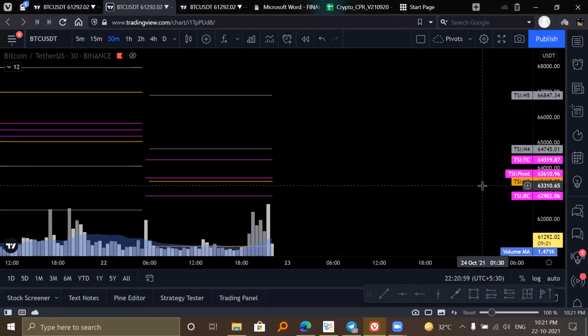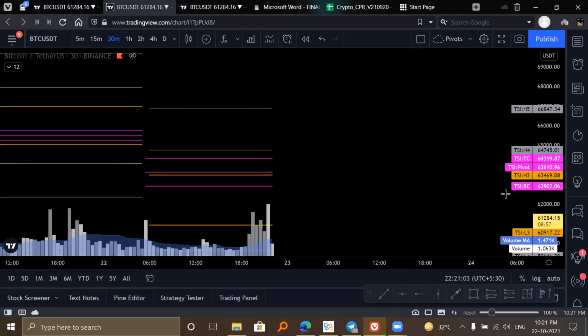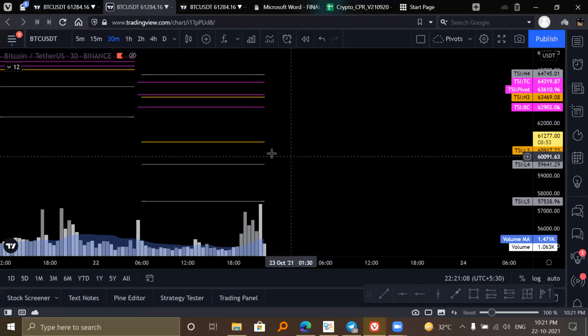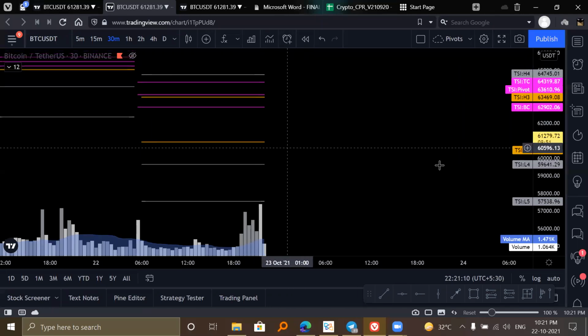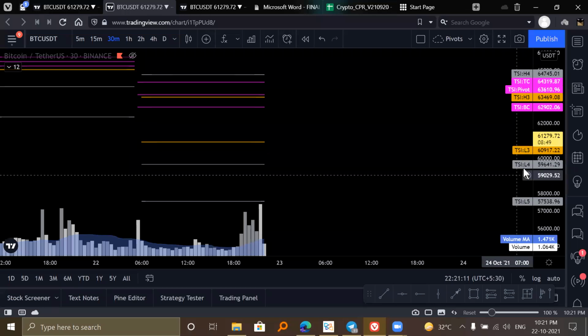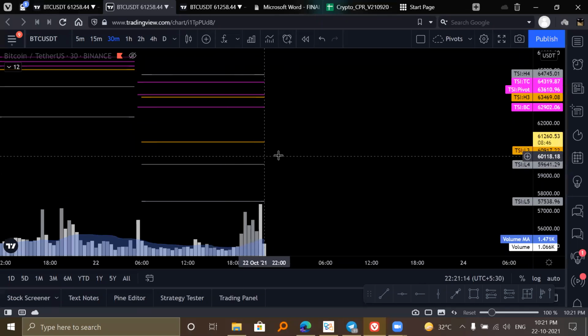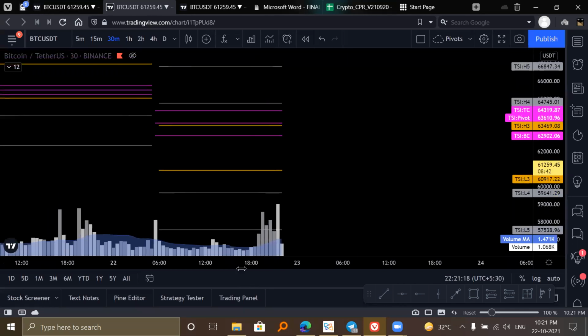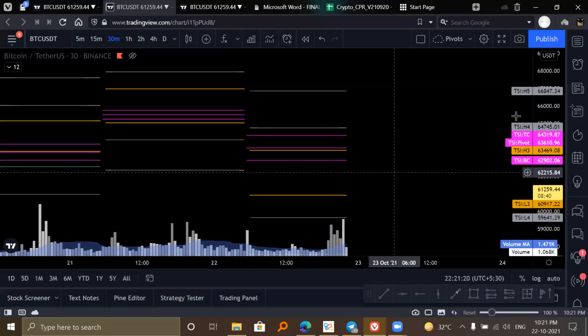If the lines are above the CPR, we will prefix them by H, and if they are below the pivot, they will be prefixed by L. So this is L3, L4. This line is L4, this is L3, L4, and L5. This is basically the Camarilla pivots. These are the Camarilla pivots.